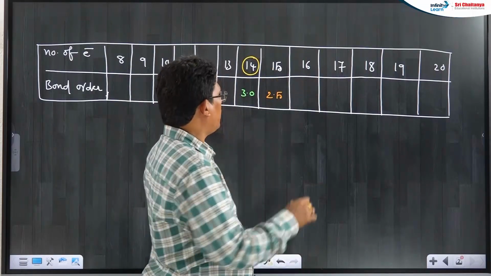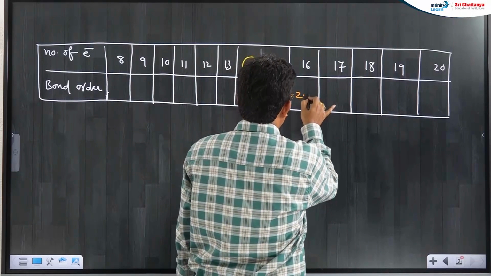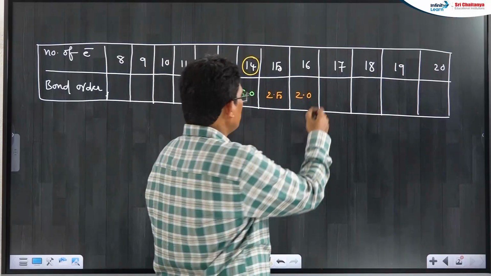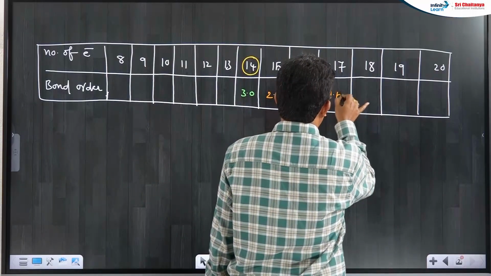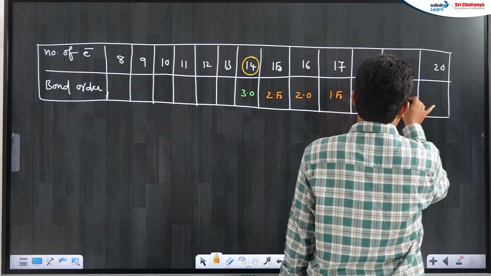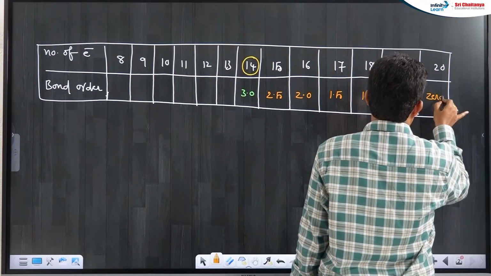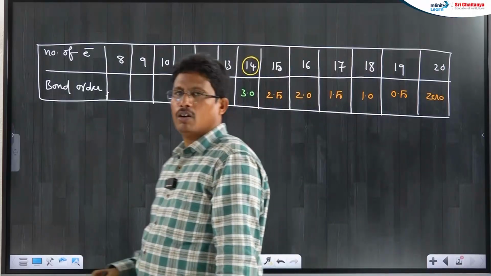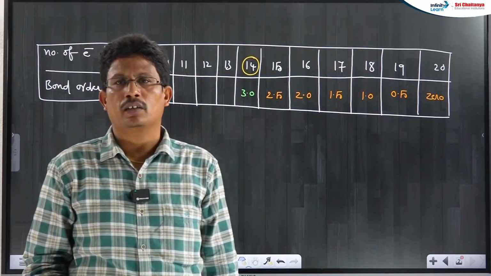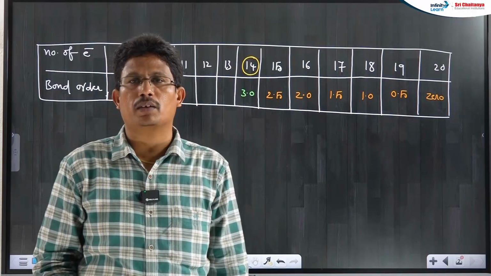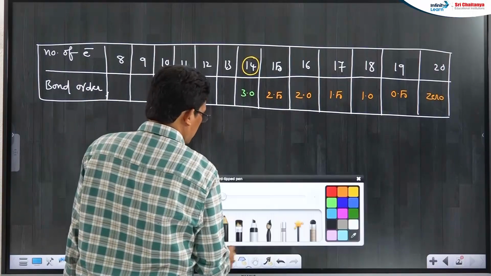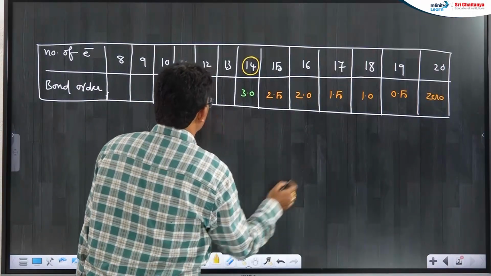For every increase of 1 electron, bond order decreases by 0.5: 2.0, which is nothing but 2, then 1.5, 1.0, 0.5 and 0. For 20 electrons, bond order is 0. A molecule with 20 electrons never exists. If bond order is 0, the molecule does not exist. Similarly on the left-hand side also.